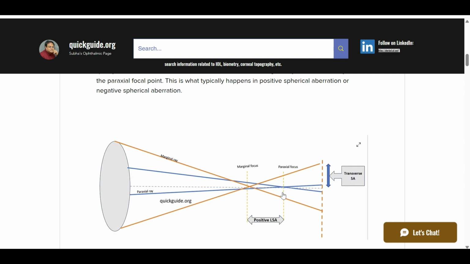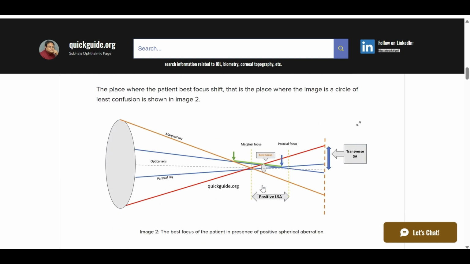Now, when the pupil dilates, the marginal rays of light are actually entering through the pupil and they are finding their way to the retina. Where is the patient's best focus? The patient's best focus is neither on the marginal focus nor on the paraxial focus. It is somewhere in between, right? So we need to know that. So now, what happens with a positive spherical aberration and what happens with a negative spherical aberration?